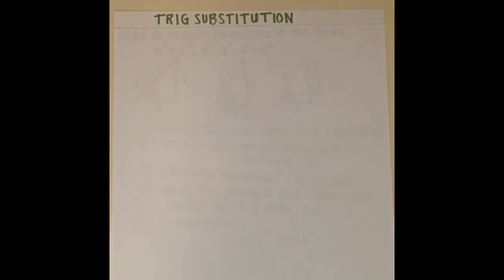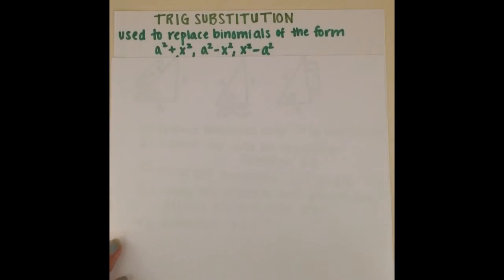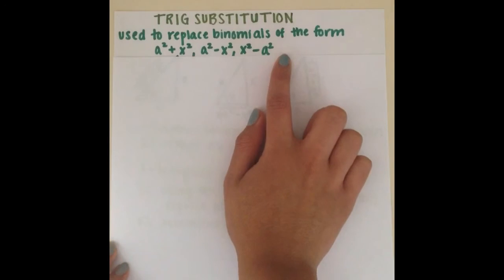Trig substitution is something that is more easily learned by practice, but I will be showing you the basic method right here. It is used to replace binomials of the form a squared plus x squared, a squared minus x squared, or x squared minus a squared. So if you see these in the integral that you're trying to take, then use trig substitution.